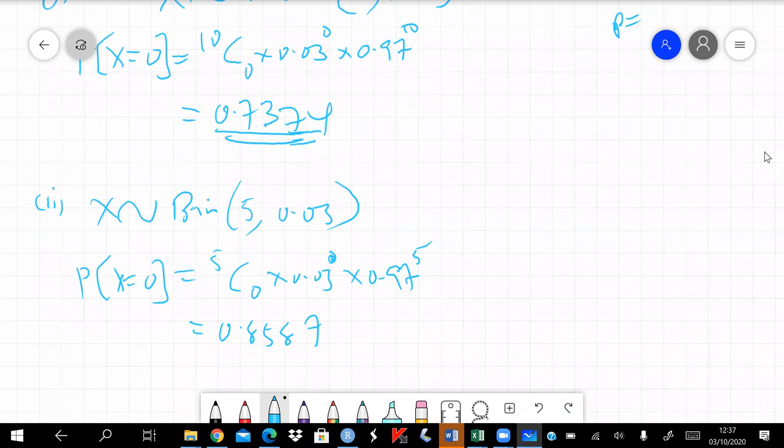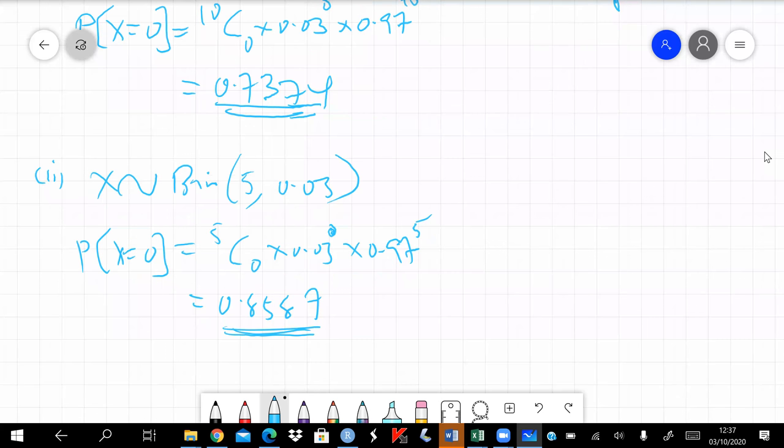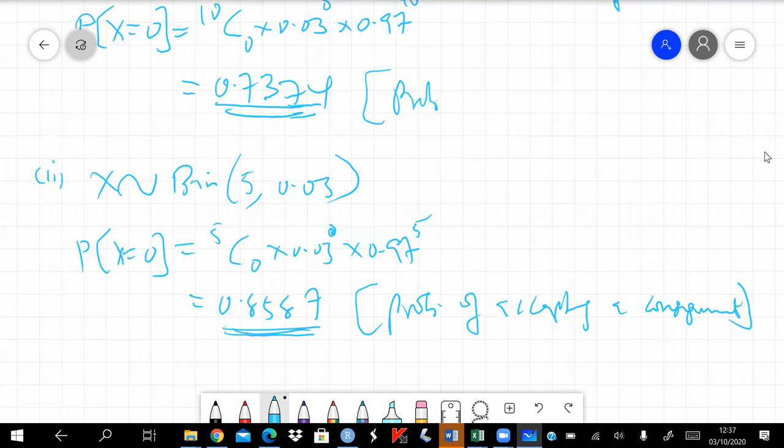0.8587. Yes, you see that the probability of getting no defectives is higher when the sample is smaller. So this is also the probability of accepting. So you can see we are more likely to accept the consignment when you pick a smaller sample.